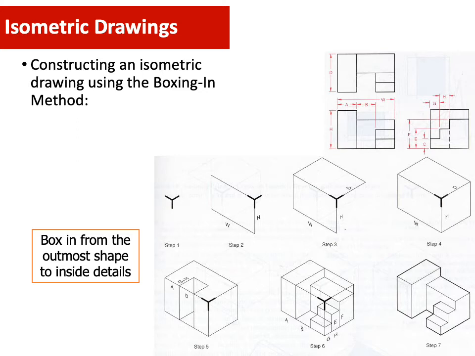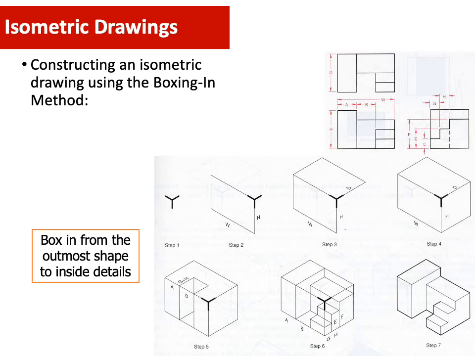Okay, let's go to the other side. In constructing an isometric drawing, you will be using a boxing-in method. I think you have learned how the box works. There's the upper side, the front side, the right side, and the bottom. So it is based on this boxing method.